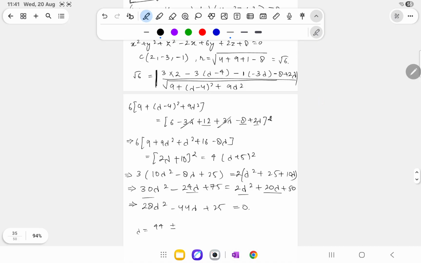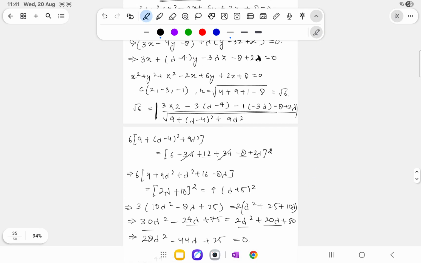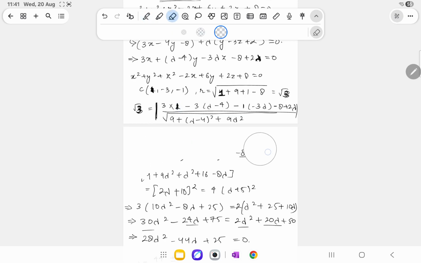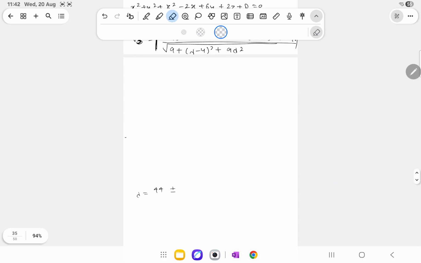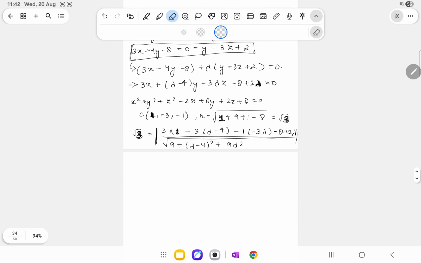Yeah, I guess we made a calculation mistake. The center of the sphere will be (1, -3, -1). So my radius will be basically 9 plus 10, 11. It will be under root 3. So here it will be under root 3. Again here it will be 1. Let's just do it again from here, right? Because it will be time-consuming to correct it here.